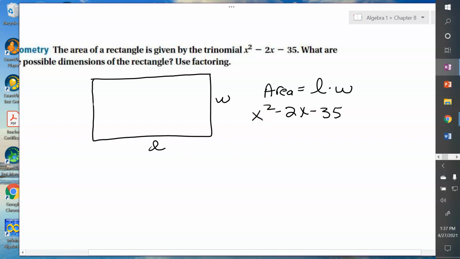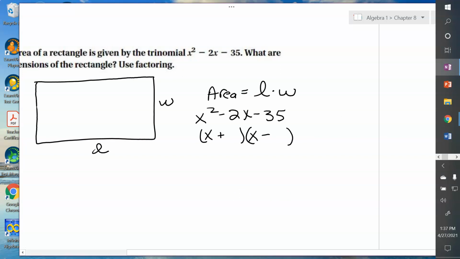So if I want to find some possible dimensions for this rectangle, what I have to do is factor my trinomial. So I have a negative 35. So therefore, one of these is plus, the other is minus. I need to get x squared in front, so I always have an x. So this is going to be an x plus and an x minus. I'm going to look for factors of 35 that have opposite signs, and they're going to add to a negative 2.